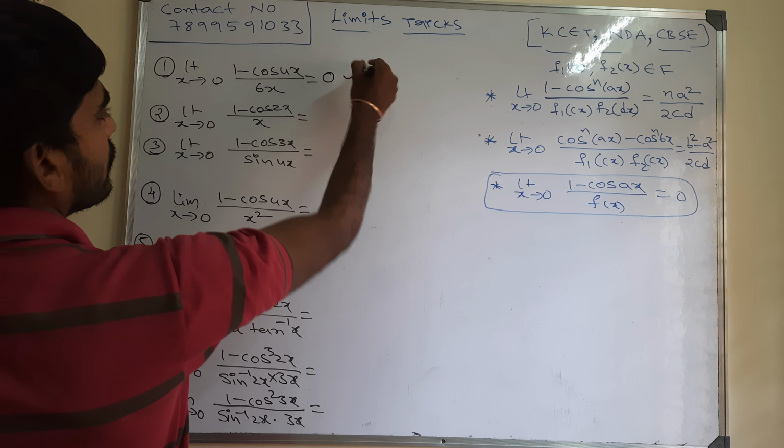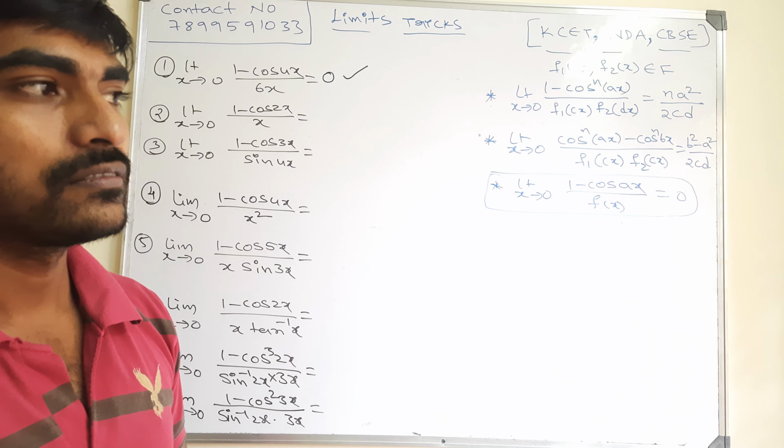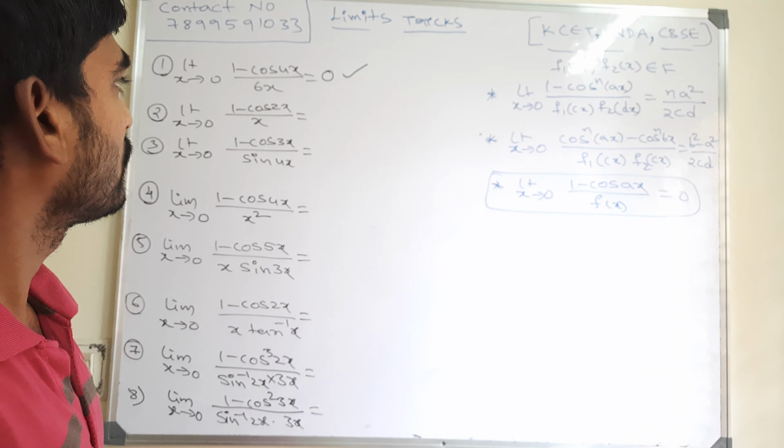See, limit x tends to 0, (1 minus cos 4x) by 6x. Tell me what is the answer to this question? No need to think here, we can directly write the answer. What is the answer? 0.